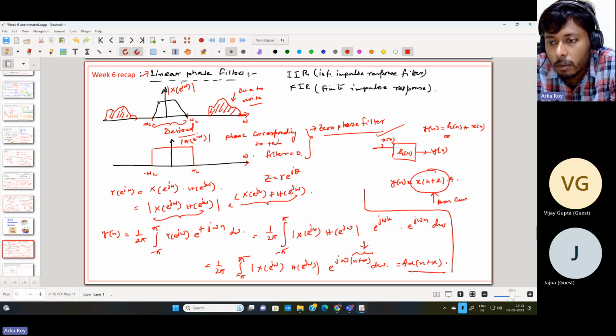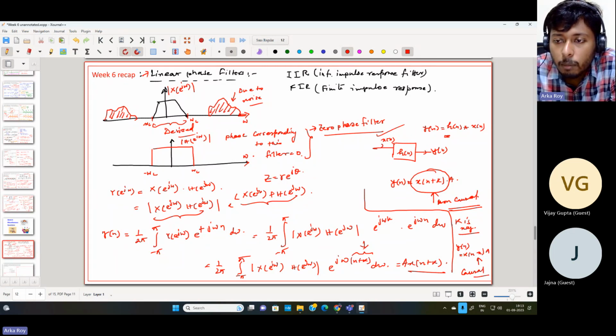Thereby we can see this particular operation will lead to a non-causal operation. This non-causal operation can be tackled when k is negative. Only when k is negative, I will get y of n is equal to x of n minus k multiplied with a. So this will give you some causal representation. Therefore, we need to have some linear phase with a negative value, which will maintain the causality.